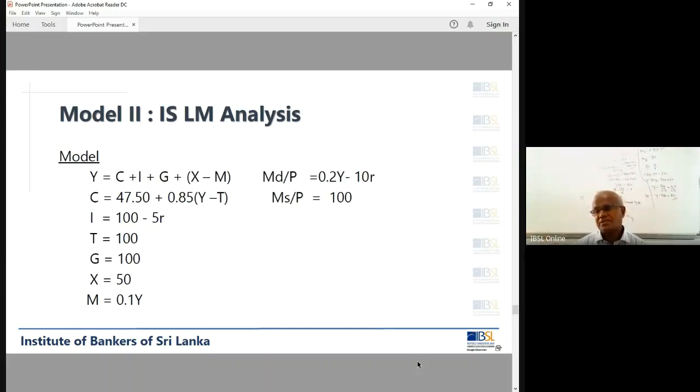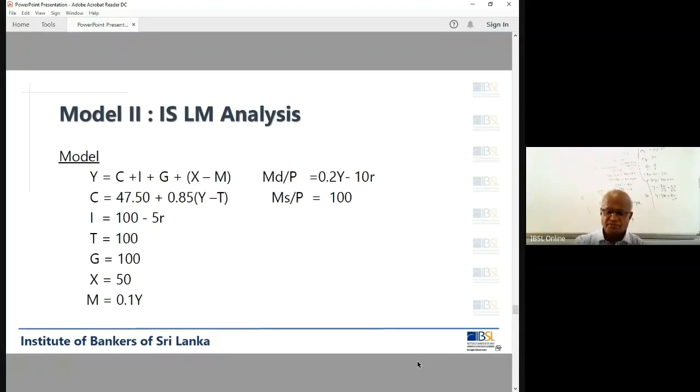Each question has 4 parts, 5 marks each, so 5, 5, 5, 5 is 20 marks. 20 into 5 is 100. So all 4 parts. In the IS-LM question, you have derived the IS curve, the LM curve, then the policy analysis. There are 2 other curves, other 2 questions, right? So you're supposed to answer 5 questions out of 8.